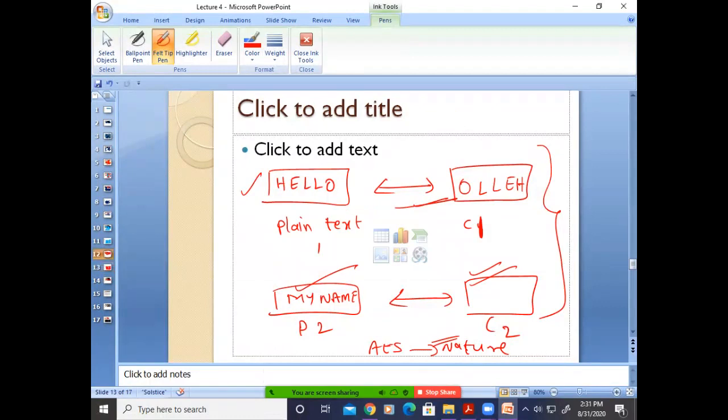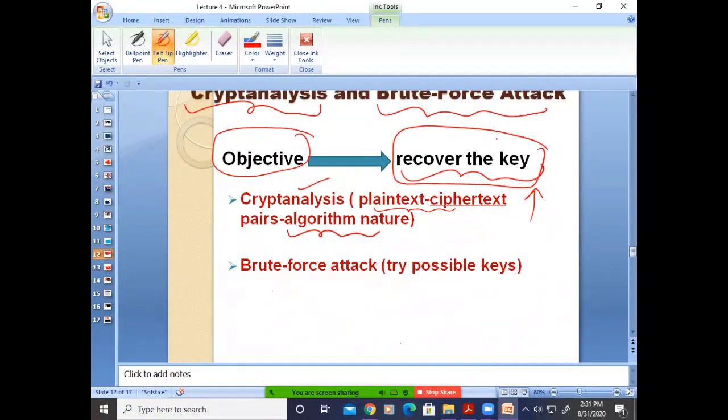Once he knows the key, that's it. He can decrypt the data, that is ciphertext to plain text, and he can make use of that information. That is the cryptanalysis attack.